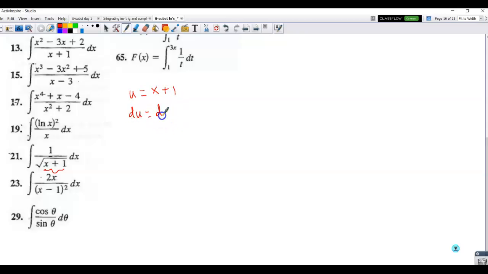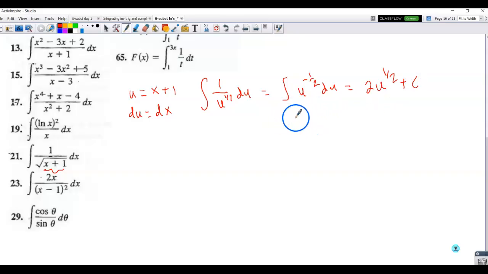du is going to be equal to dx. I'm going to make my replacement. That's going to become 1 over u to the 1/2 power du, which is the integral of u to the negative 1/2 power du. And I'm going to increase the power by 1, divide by the power, and put a plus c. I'm going to resubstitute and make that 2 times x plus 1 to the 1/2 power plus c. Number 23.